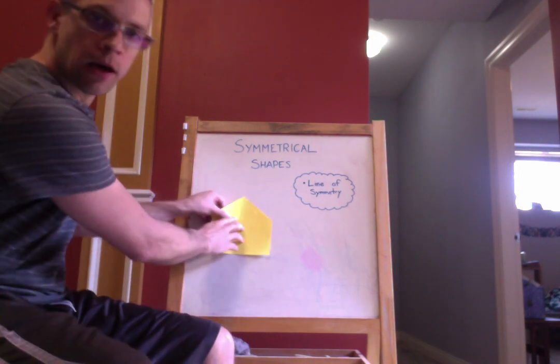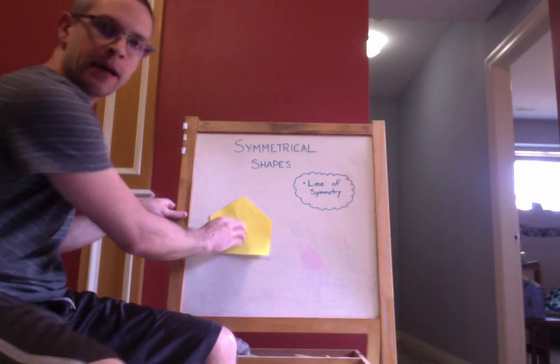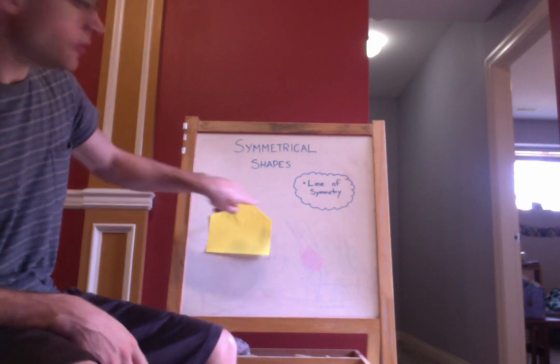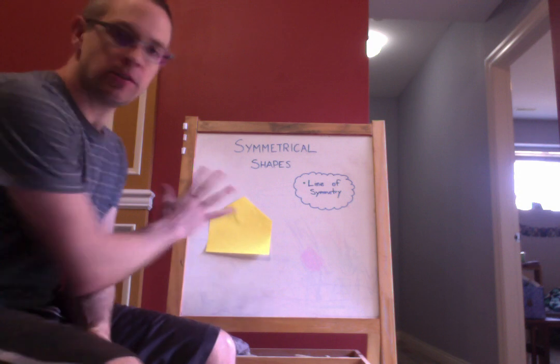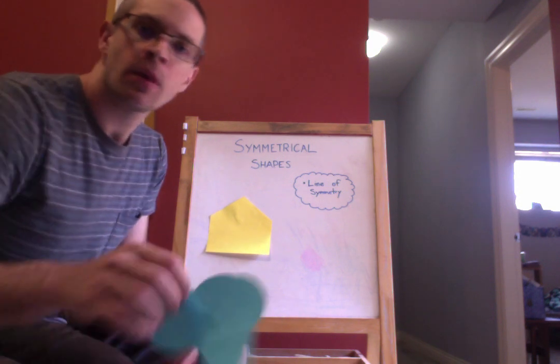This is a polygon. We know it's a polygon because we have straight sides of a closed shape. This is a flat, two-dimensional shape. This is definitely a polygon. I'm going to show you another shape.